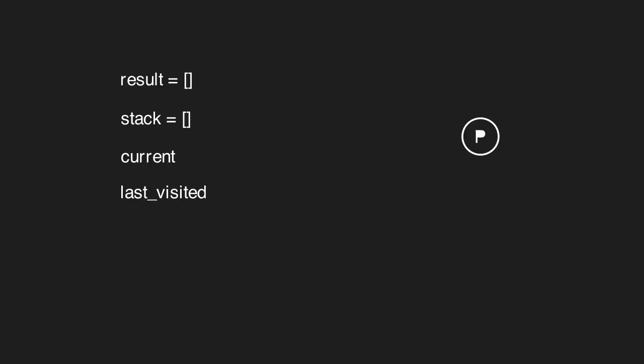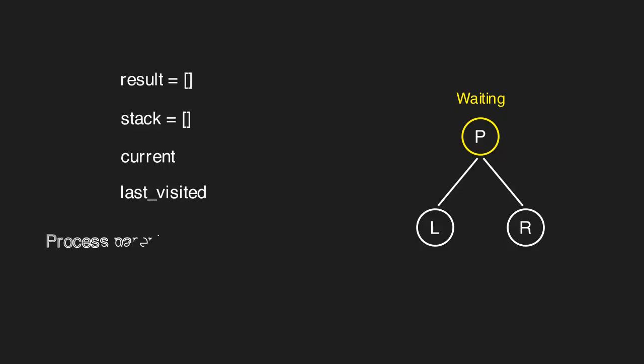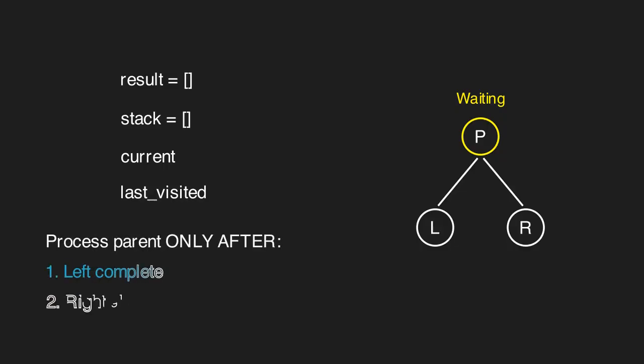The algorithm maintains 4 state variables. The list result contains nodes already completed in valid postorder. The stack contains ancestors whose output must wait. The pointer current identifies the next subtree to descend into. Finally, last visited identifies the most recently completed node. At every loop boundary, a stacked node may be processed only if its left side is complete and its right side is either absent or is exactly the subtree that has just been completed.